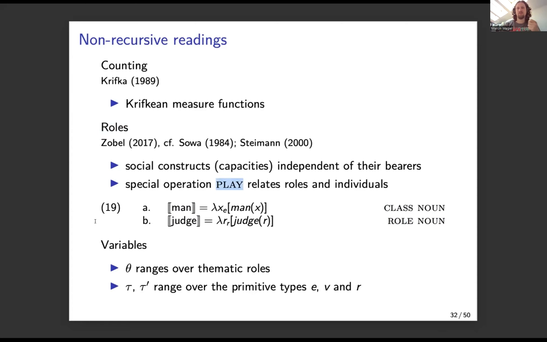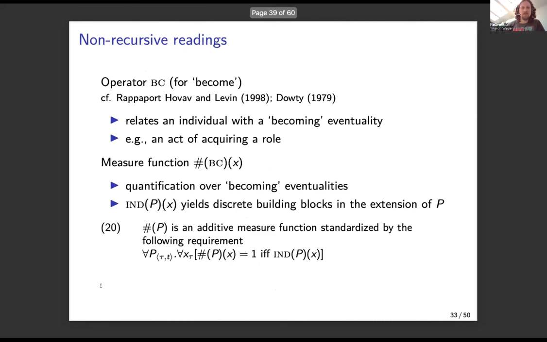Okay. So we will use the following variables in our approach. Theta ranges over thematic roles, and tau, tau prime range over the primitive types: E for individuals, V for events, and R for roles. Okay, so now let's have a look at what we propose based on Wagiel 2021. We assume the operator BC, for become, which relates an individual with a becoming eventuality. This becoming eventuality is, for example, an act of acquiring a particular social role, but it could be an act of acquiring some particular property in general. We also assume that you can count such eventualities via the measure function hashtag BC. So this is done for quantification. It is defined in 20.